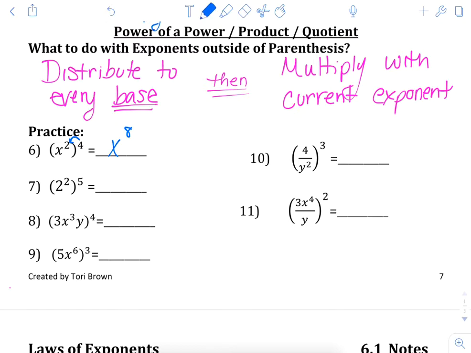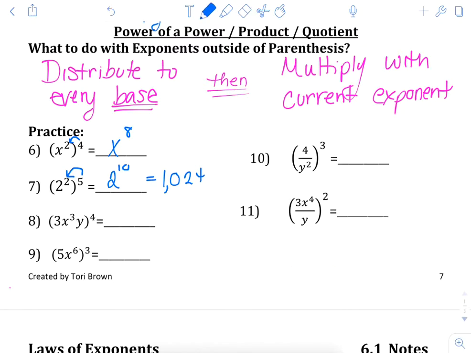Okay, let me erase that. Let's try the next one. The next one says I have 5 sets of 2. Okay, so I'm going to distribute the 5 into the base. And when I get there, he's going to multiply with the exponent that's already there. So 2 times 5 makes 10. And remember that when we have a number with a base, a number with an exponent, we do want to multiply that out. When you do that, your final number should be 1024. Again, you would write that as 2 raised to the 10th power.